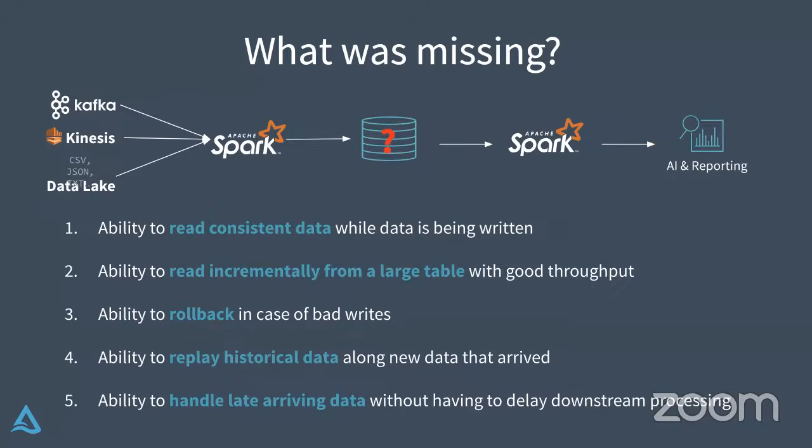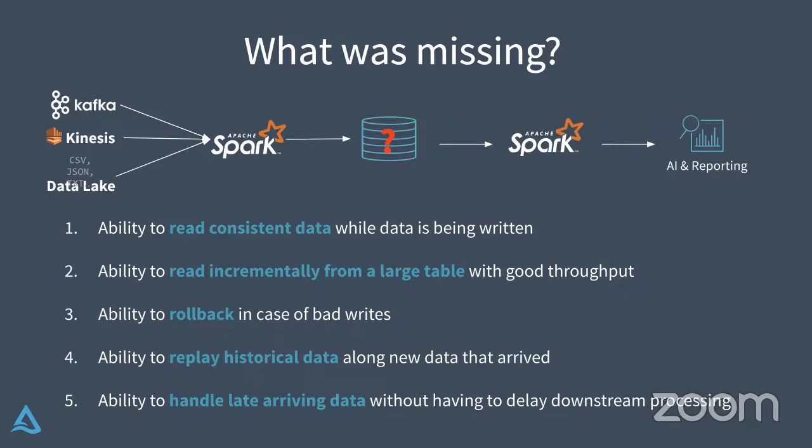You want to be able to replay historical data along with new data that arrives. In other words, take all the historical data, the batch data if you want to think of it that way, and the streaming data, and be able to merge it, join it, or union it together. You want to look at the data irrelevant of latency and treat it as one, i.e. that unified view, so I can make sense of it right from the get-go. And just as important, the ability to handle late arriving data without having to delay downstream processing.